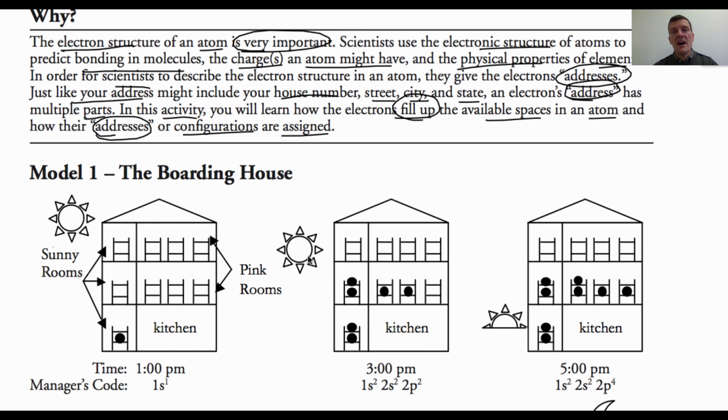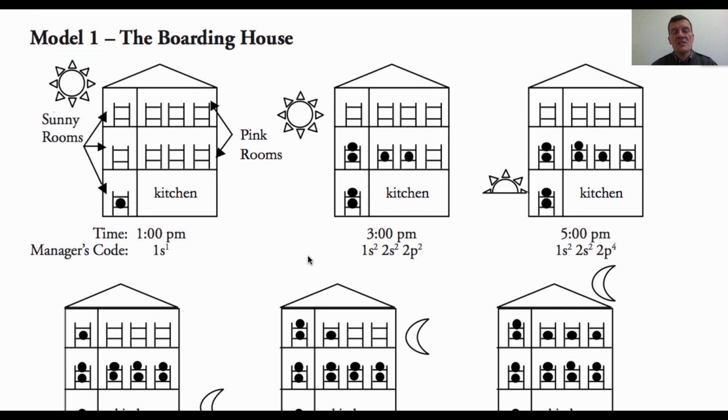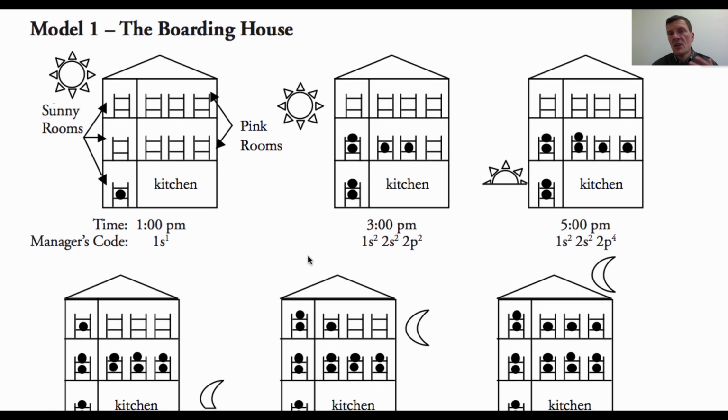So we're going to look at this model here. It's kind of an illustration, an analogy, if you will, to the addresses of the electrons. So imagine that you have a boarding house, meaning where you allow people to stay and sleep. And in your boarding house, you've got sunny rooms over here on the left side of the home, and you've got pink rooms over here on the right side. You've got a kitchen down below.